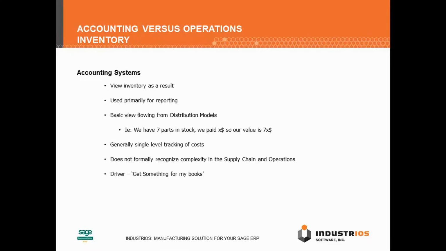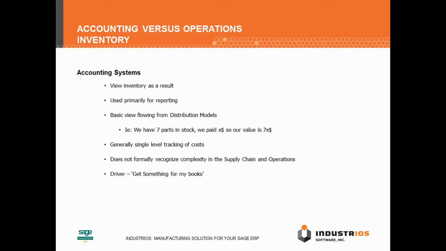There are 2 main, as we found in our experience, 2 main views of inventory. One we'll look at is the accounting view, and then we'll take a look at more of the operations or ERP-centric view. Accounting systems, because they were obviously built from the ground up in terms of financial reporting, kind of view inventory as a number, as a result.